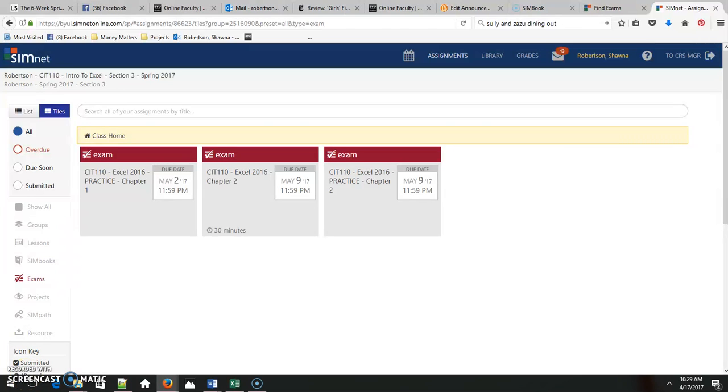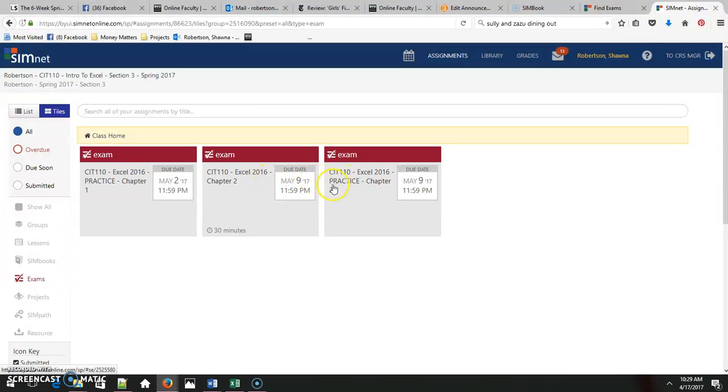Okay, for the exam part, which is the red tile, and notice I've clicked on the exam link here on the left-hand side. Again, like the SimPath, you have a practice part and just a regular exam. Remember, the practice is for additional practice, not required, it's not graded. If you only do that, you'll get a 0 for your exam score. To get full credit, you need to make sure you're completing the exam, not the practice exam.